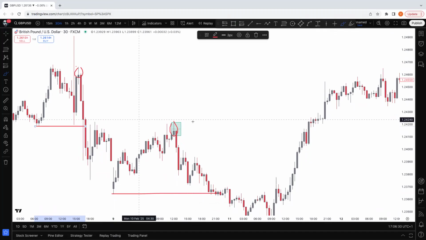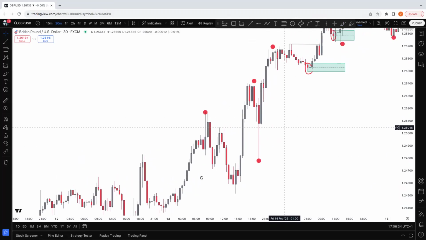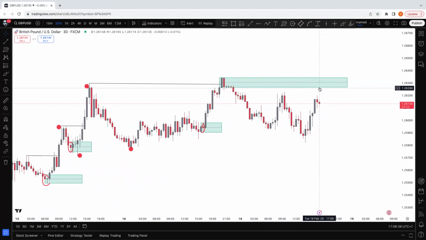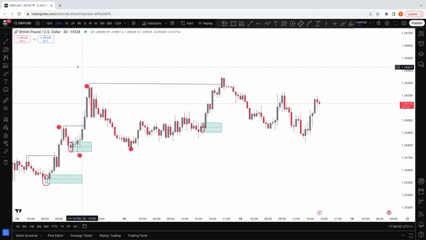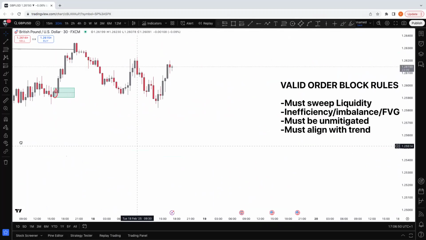So this is how you identify your bearish and your bullish order blocks. Now, the next thing we're going to talk about are the rules. Yes, this is the most important thing: the rules for selecting valid order blocks.